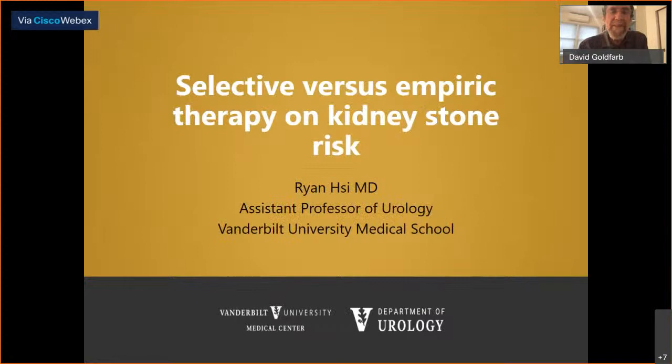So the result of all of this is that Ryan C., with whom I wrote that paper on 24-hour urine collections a couple of years ago, is putting in this grant, selective versus empiric therapy on kidney stone risk. And we're working on it this week, and to put this in as a randomized control trial. Next slide.